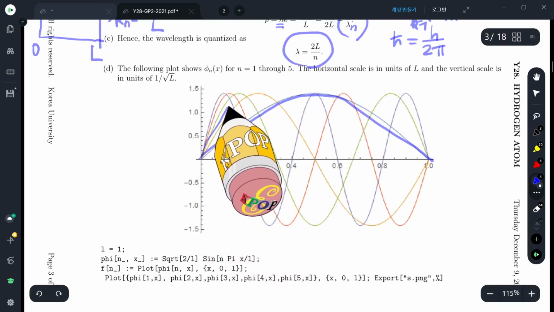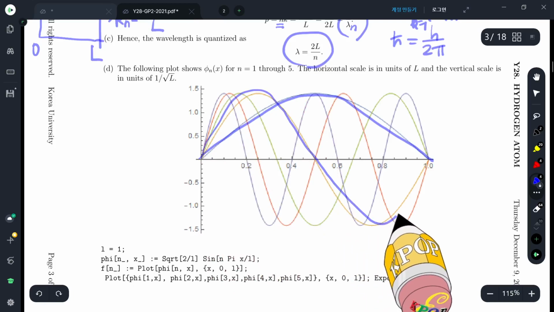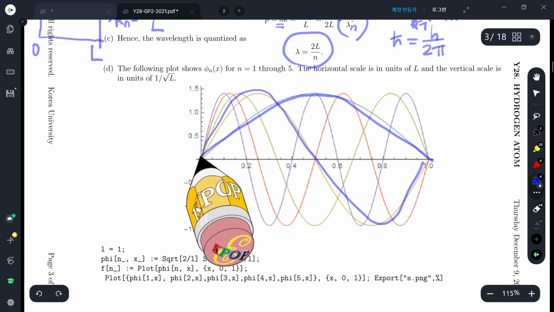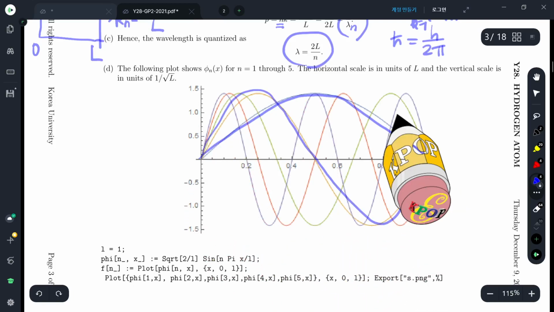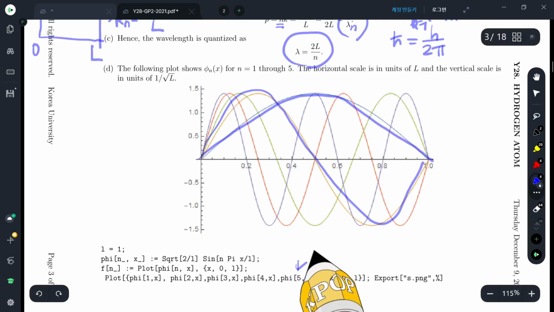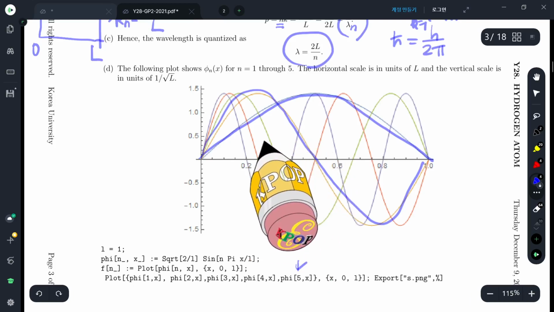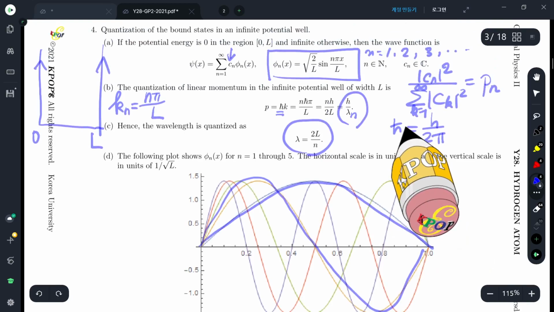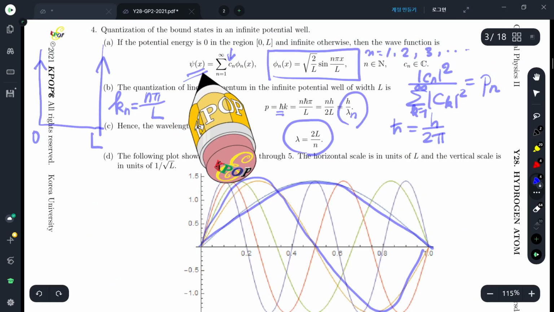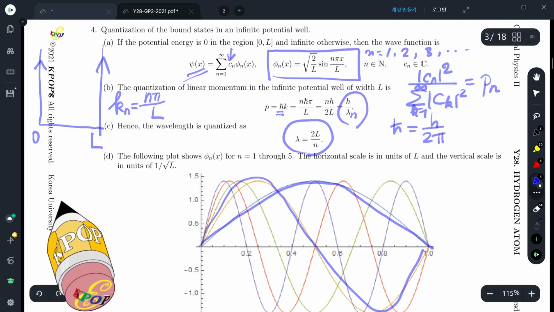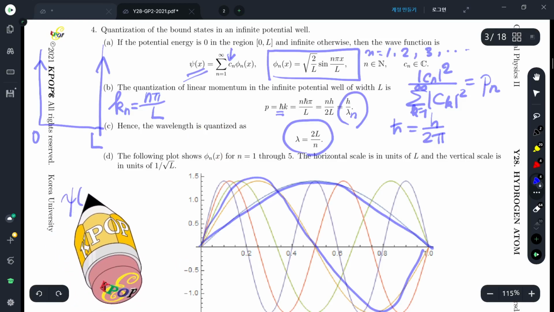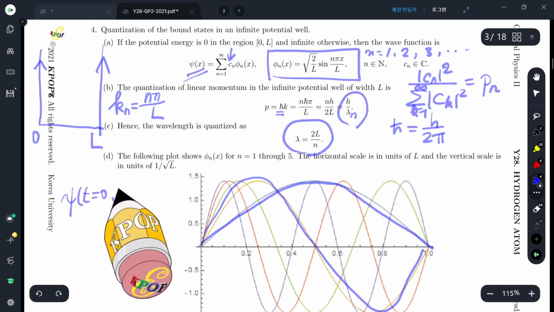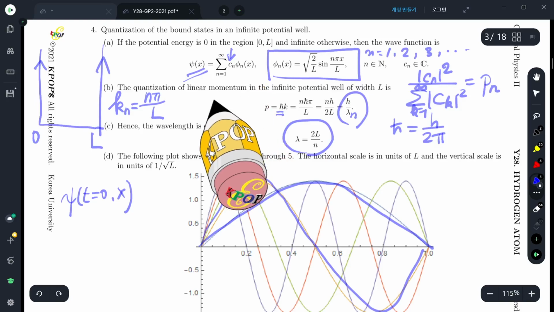And n equals 2, more wavy. 3 and 4, and I have drawn until 5. This is the x-dependent contribution. And actually, that is when t equals 0, x is given like that.